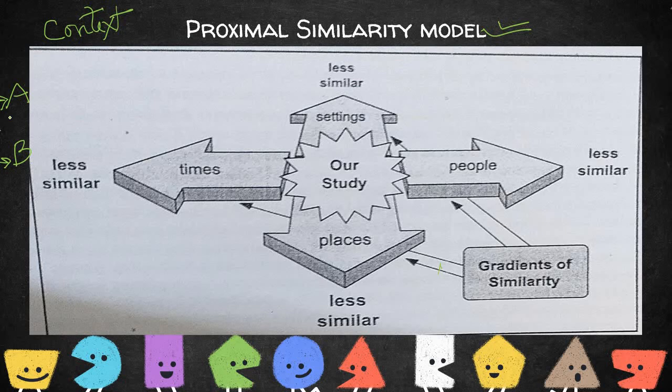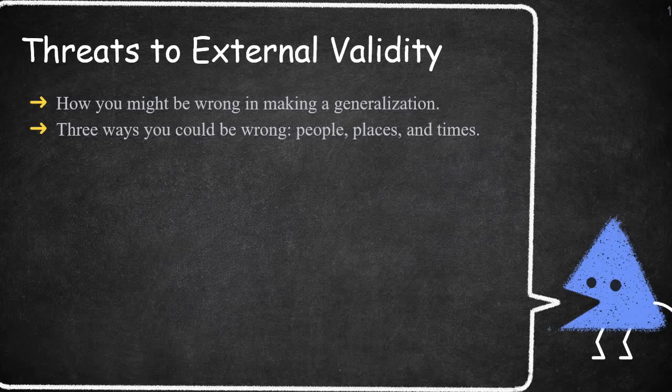Let's say 350 is the score for college A and 340 is the score for college B. If we wish to conduct a study on the students of one college, we could fairly generalize the findings to the other college also. Why? Because the kind of students these colleges are admitting are more or less similar. So there is a gradient of similarity. Similarity could vary in terms of place, time, or people. So there could be threats to external validity.